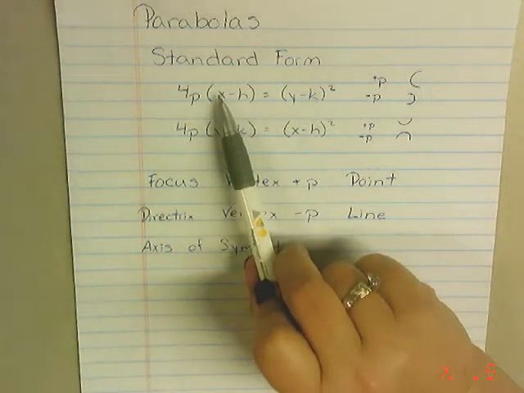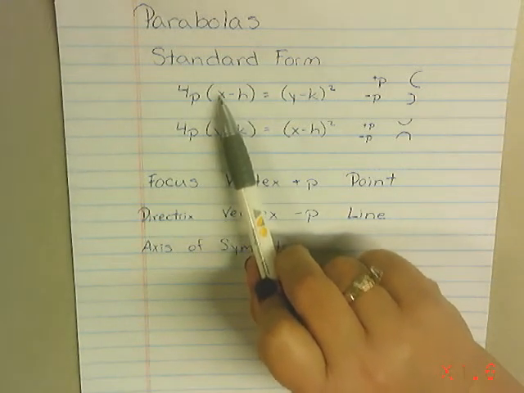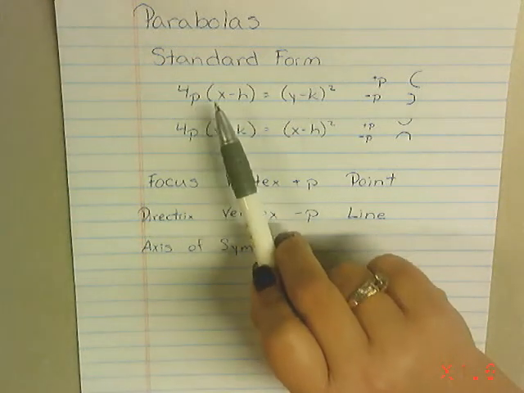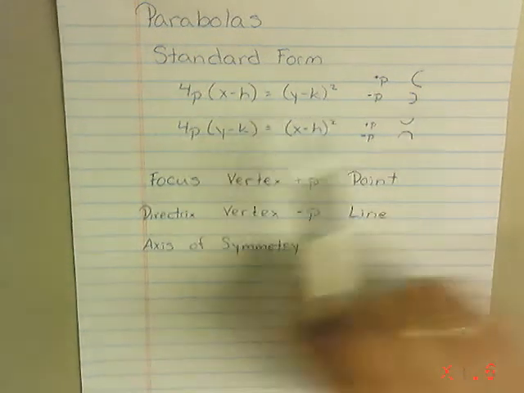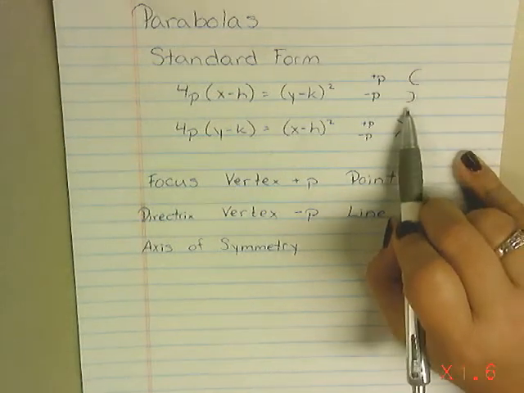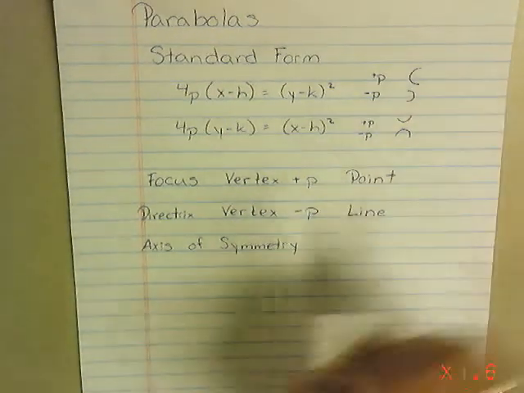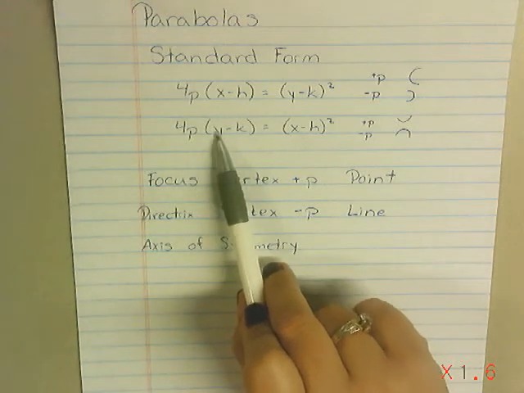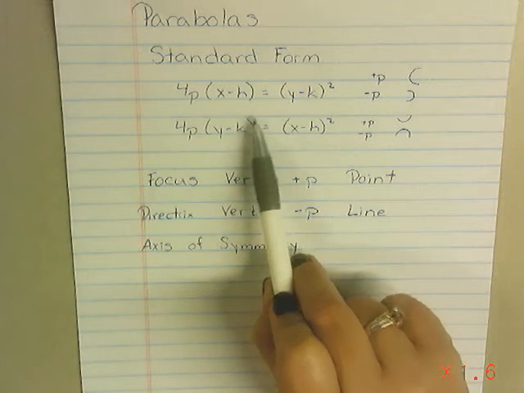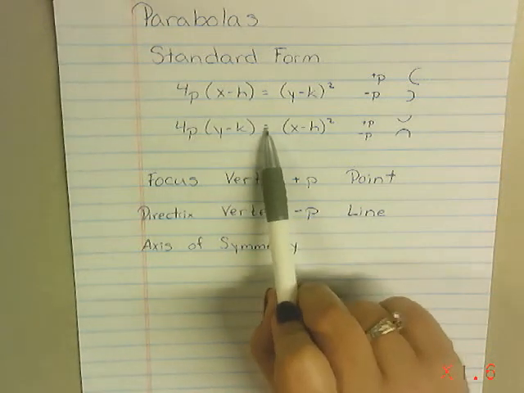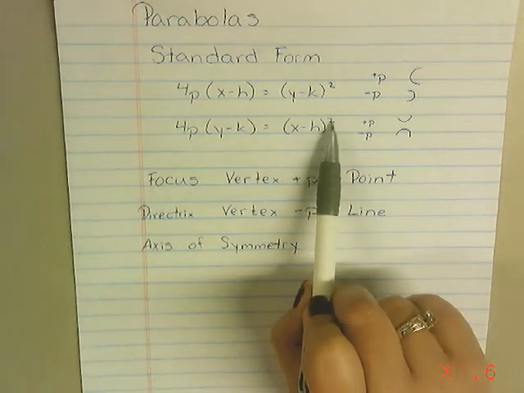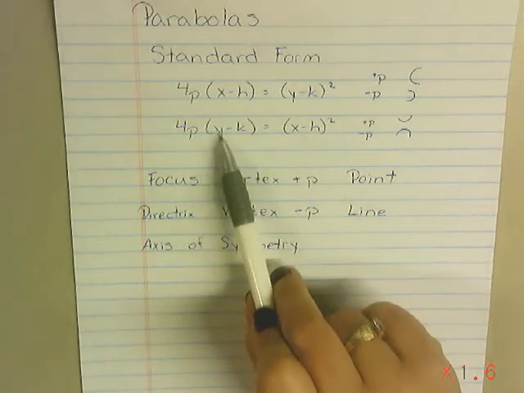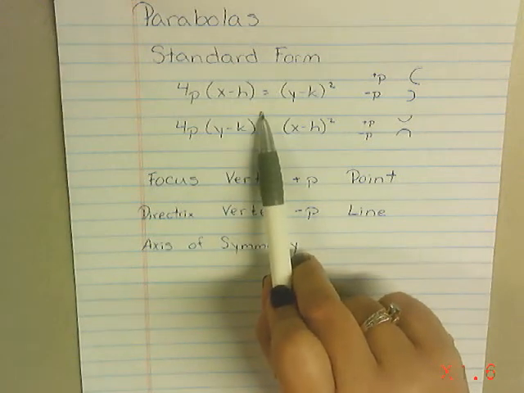So these are horizontal parabolas because the x comes first, that's the one without the squared. So again, if x is first without the squared, then you're going to get a sideways parabola. Then we have this form, 4p times the quantity y minus k, again no squared there, equals the quantity x minus h squared. This is going to be a vertical parabola because the y comes first with no squared.